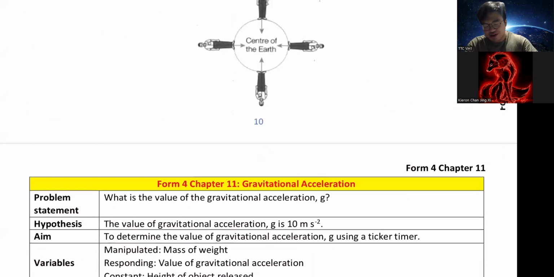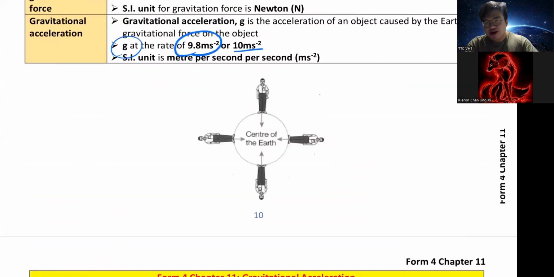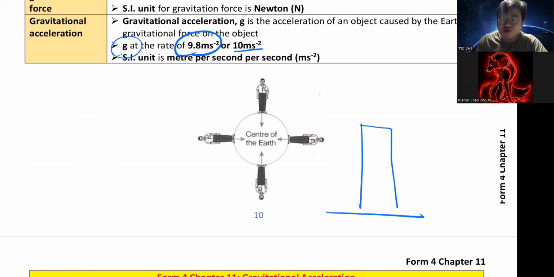Okay, so I have a question here. It doesn't matter how heavy you are, you will get 9.8. Do you understand what I mean? Let's say you are 50 kg, I'm 80 kg. We jump down at the same time, we will get the same G. We will get 9.8.